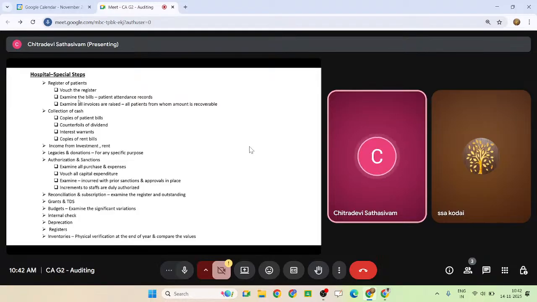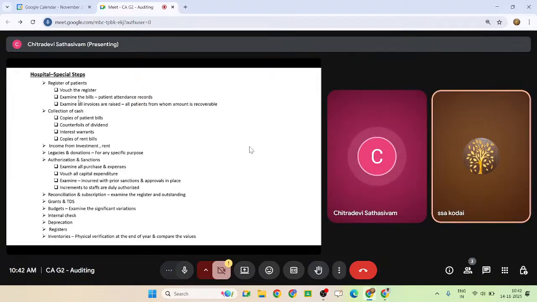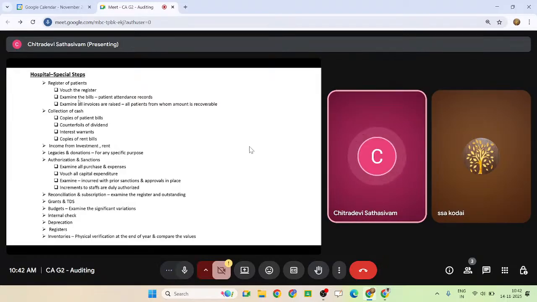And then the next one is collection of cash. Collection of cash is nothing but you need to ensure that all the money is being collected. Since these points cover various things, a hospital might have rent bills, investments, dividends, warrants, interest, copies of the patient bills, and sales. Many things are there. So you have to ensure that the proper cash is being collected, and the next day it has been deposited in the bank. In any organization, the cashiers, after the expenses, will deposit that money to the bank on the next day. That is the most important thing.